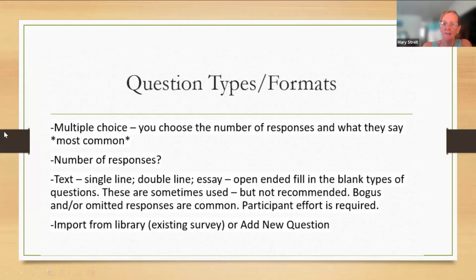Okay. And then the other type that you can do is a text-based response. This is for the qualitative researchers in the room, which I know there are some. For a text-based question, you can allow a single line of text, a double line, meaning 2 lines, or an essay where they're going to say a little bit more, like a paragraph or so. The general recommendation from Qualtrics is that these are sometimes used, but not always recommended. Again, it depends on your audience, your sample size, things like that.